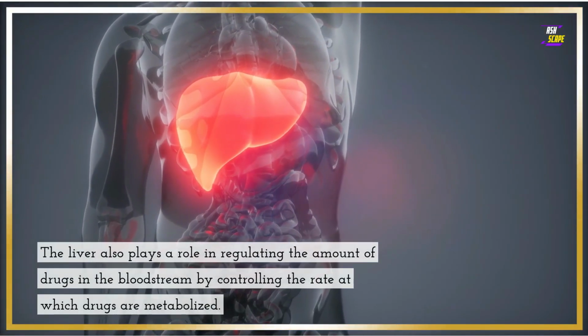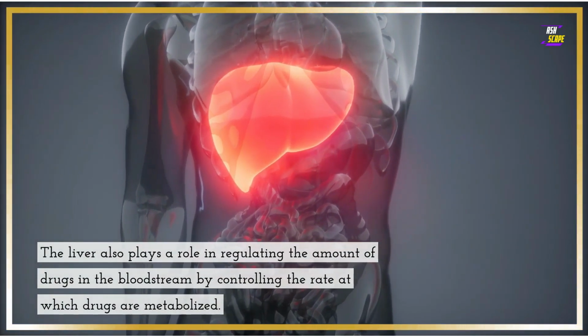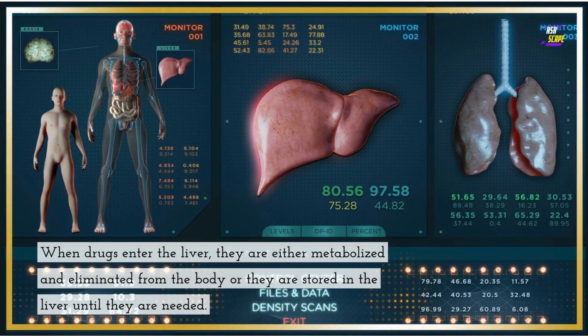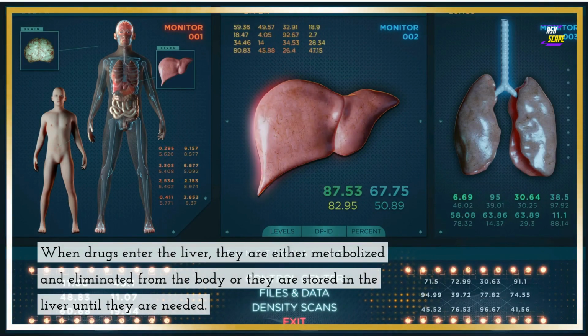The liver also plays a role in regulating the amount of drugs in the bloodstream by controlling the rate at which drugs are metabolized. When drugs enter the liver, they are either metabolized and eliminated from the body or they are stored in the liver until they are needed.